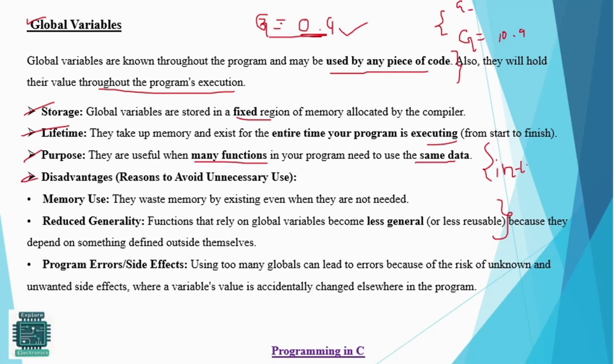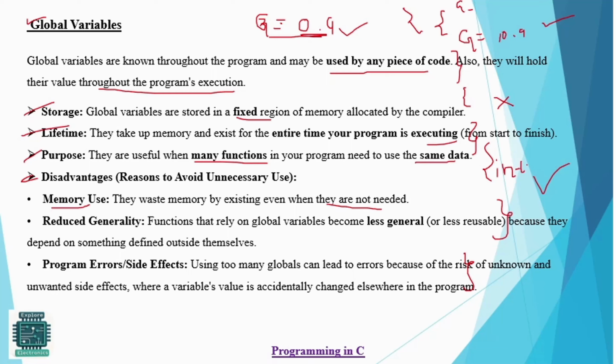What are the disadvantages? Why do we have to avoid global variables if they are not necessary, for example in a small program? The first reason is memory use. They waste memory by existing even when they are not needed. Let me assume this is one program with three code blocks, and this is the main program, and this is an inner block. Now, j is required here and here, but it is not required here. But when we declare it as a global variable, it exists everywhere, which is a waste of memory.